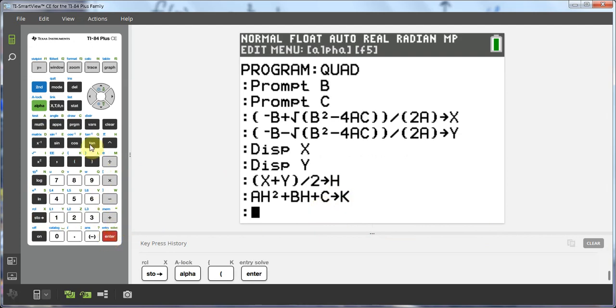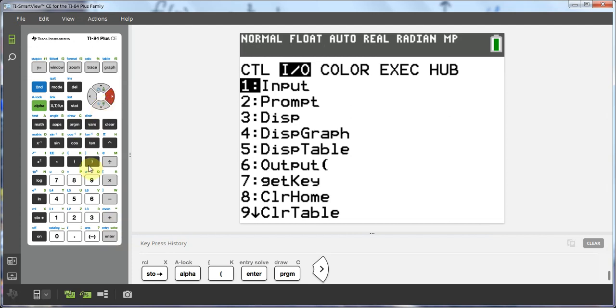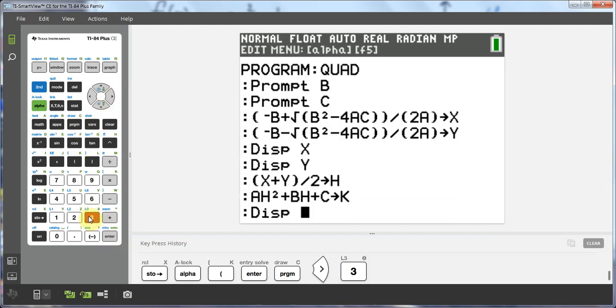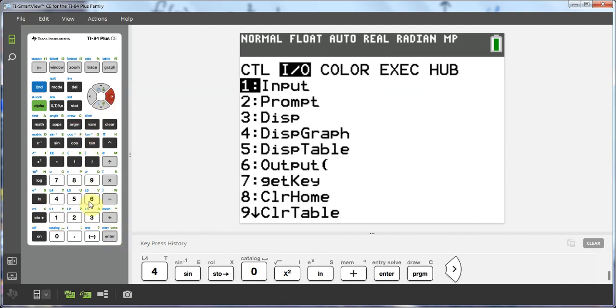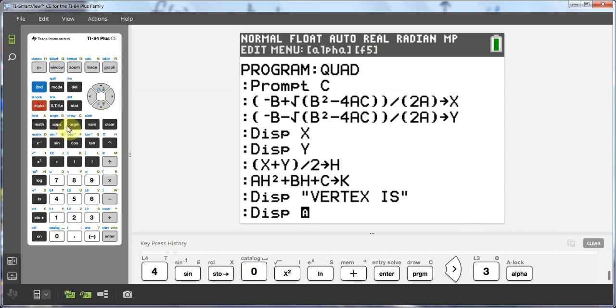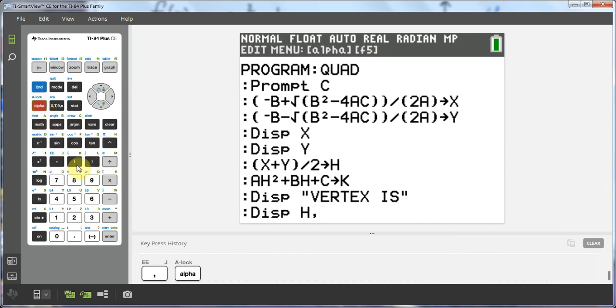And we're going to display this. And this time, though, I'm going to give myself a little bit of a message so that I can see what this means. So if I hit second and alpha, this will lock everything into the letter alpha mode. And we'll say, quote, vertex, right? That high point or that low point is actually called the vertex. Space is, end the quote. And then a new line, we'll display h and we'll display k.